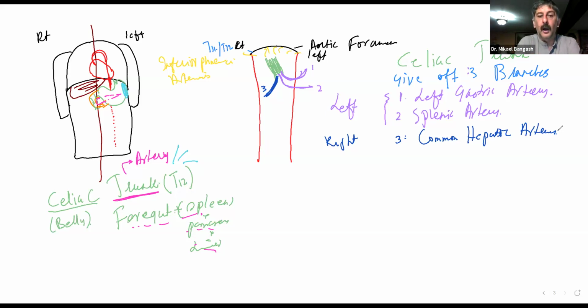Did you guys get that? Okay. So the branches of our celiac trunk are two left branches and one right branch. The left branches are the left gastric artery and the splenic artery. The right branch is the common hepatic artery.